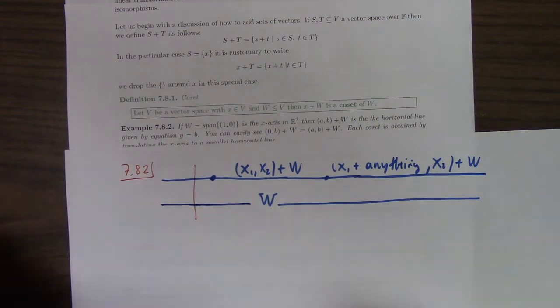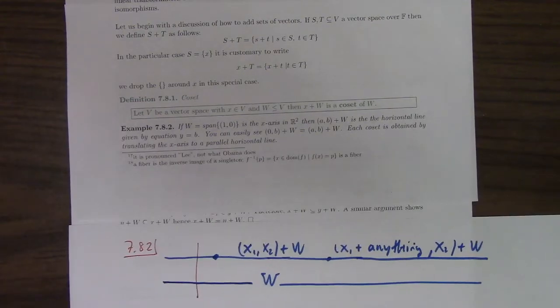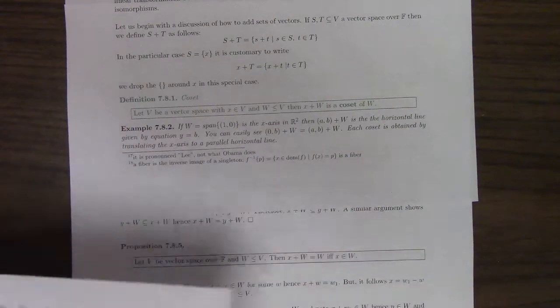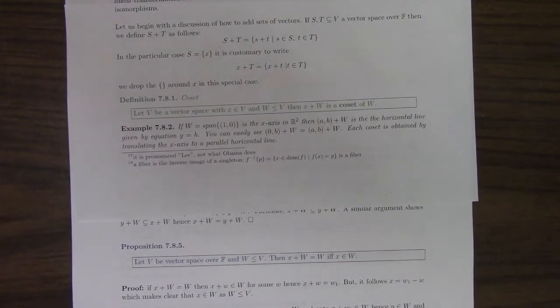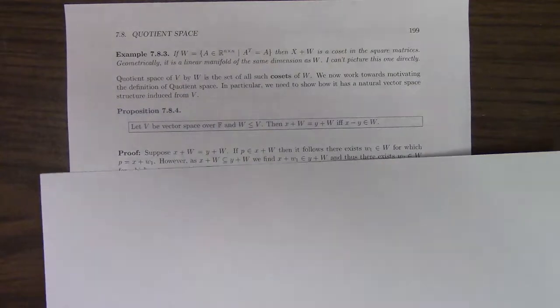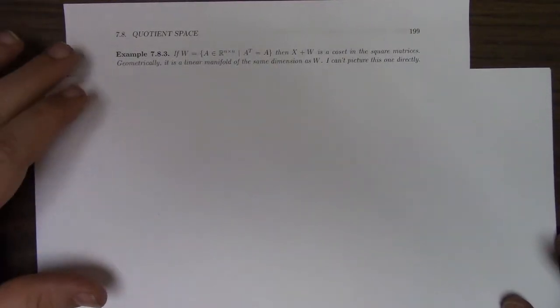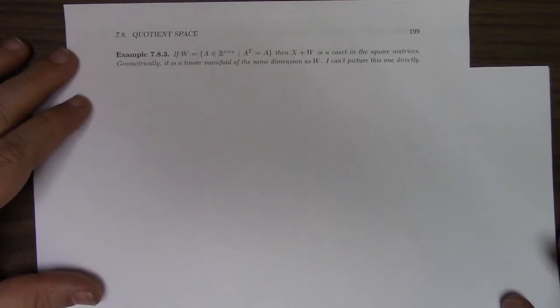Let's see here. Moving on here, maybe I can, what have I done? Where's my paper? Lost my paper. Do I have more paper over here? I do. Woo! All right, moving on. Another example, which I can't probably picture, is if we had the set of symmetric matrices, we could look at cosets of those.